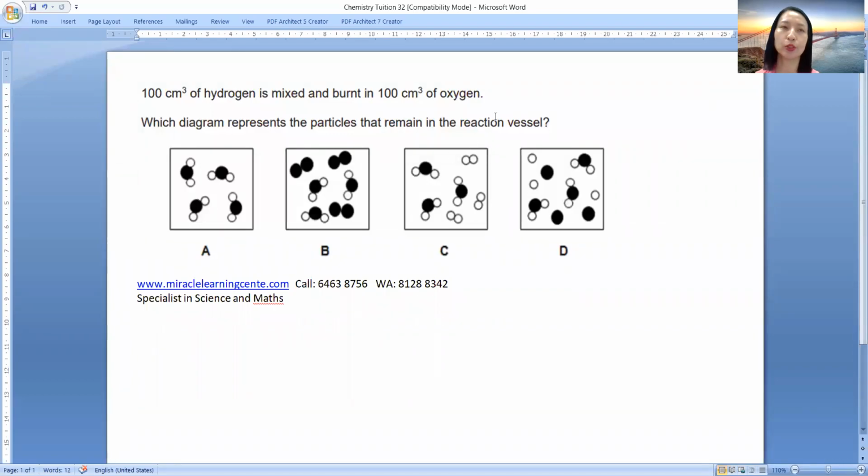Let us look at this chemistry question. 100 cm³ of hydrogen is mixed and burnt in 100 cm³ of oxygen. Which diagram represents the particles that remain in the reaction vessel?